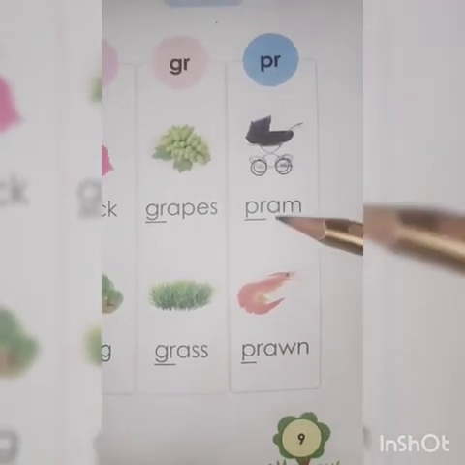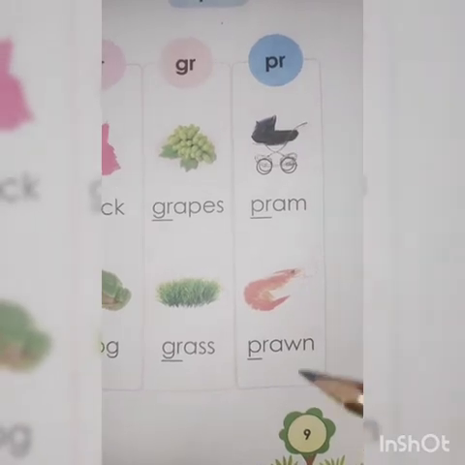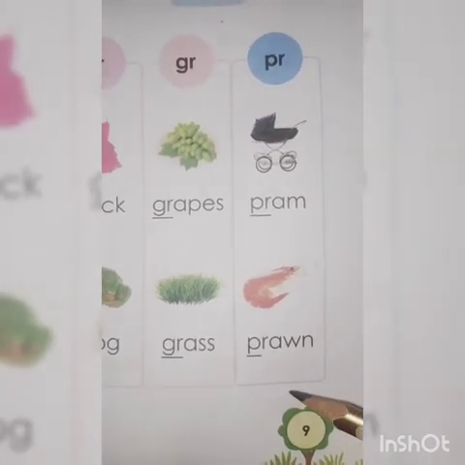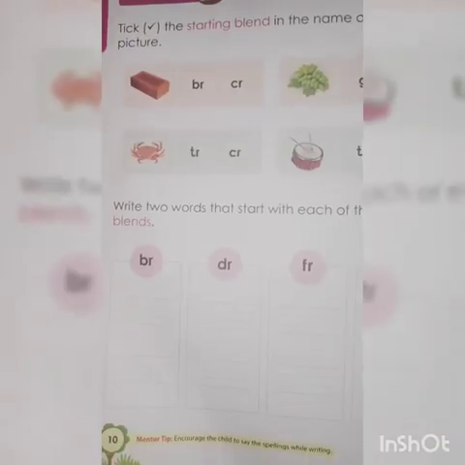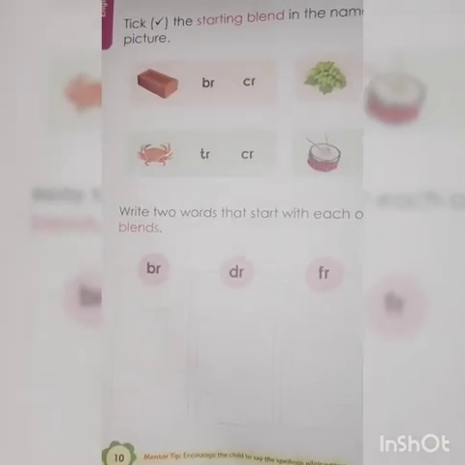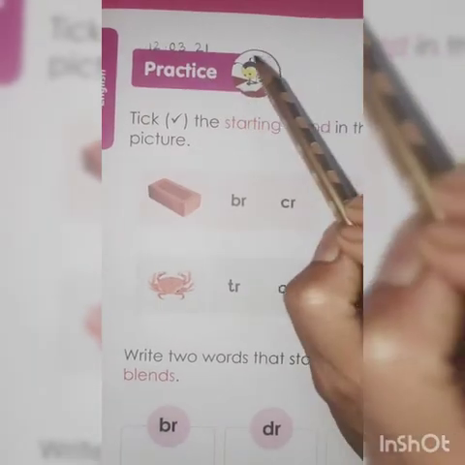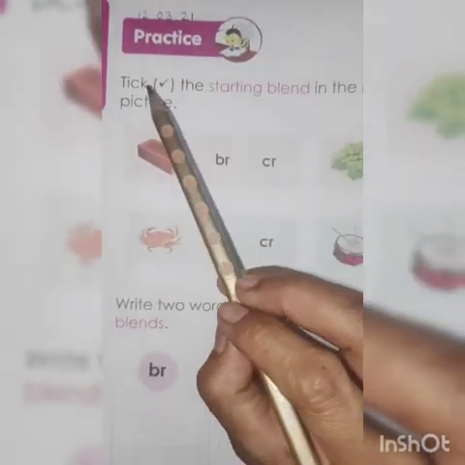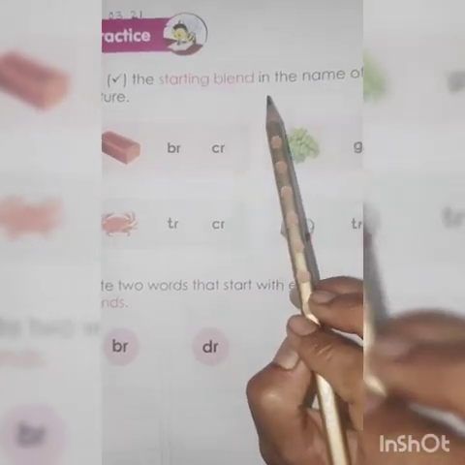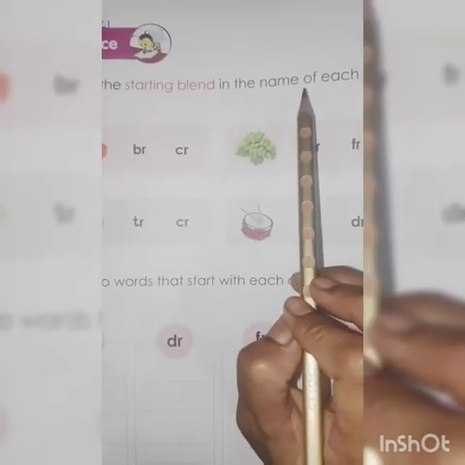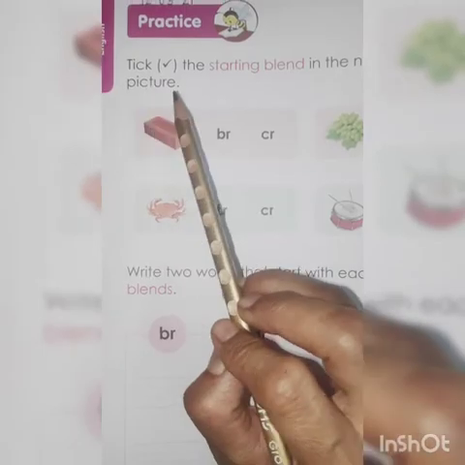P, R, pr. Pram. Prawn. Okay? Prawn is a type of seafood. Yes, kids, come to the next page. Page number 10. Mention today's date. Practice time. Tick the starting blend in the name of each picture.